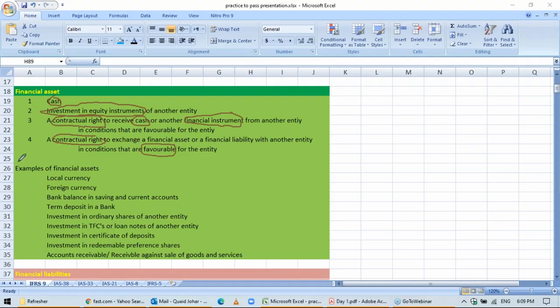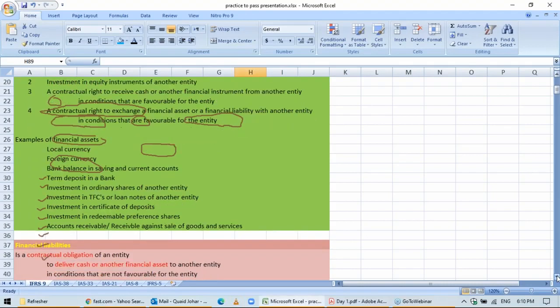Right? So some of the examples of financial assets are as follows. You can note some examples. It includes local currency, foreign currency. These are examples of cash. Bank balance in saving or current account, term deposit in the bank, investment in ordinary shares, investment in loan notes, investment in certificate of deposit, investment in redeemable preference shares, and accounts receivable, as discussed earlier, right? So this is about the financial assets. Now let's move on to the financial liabilities.